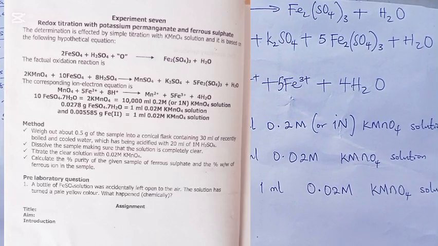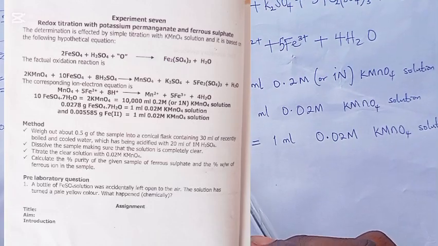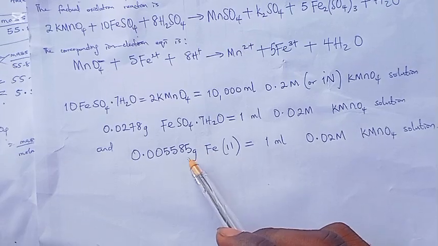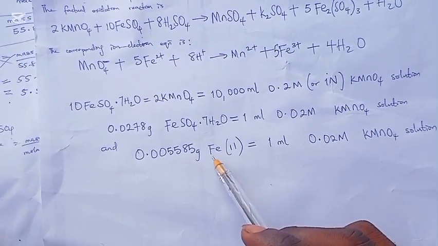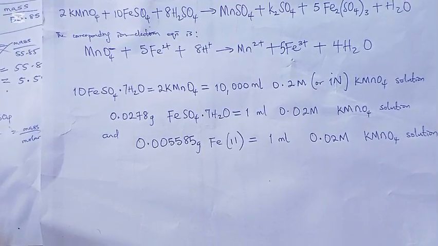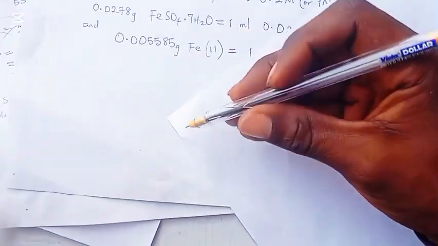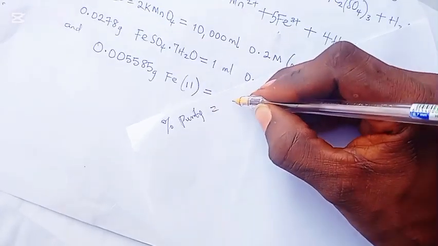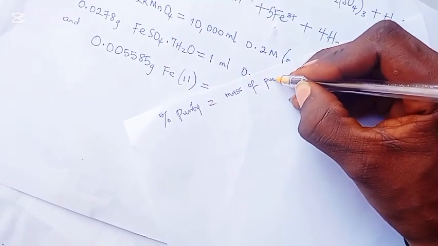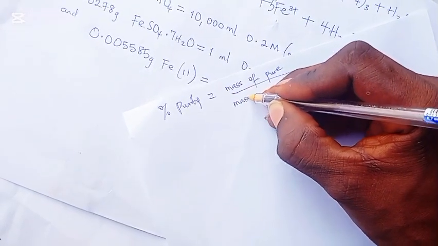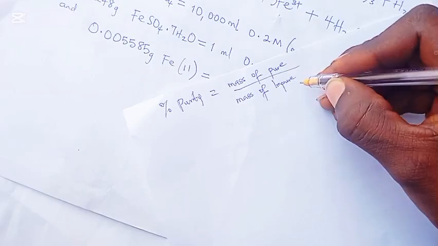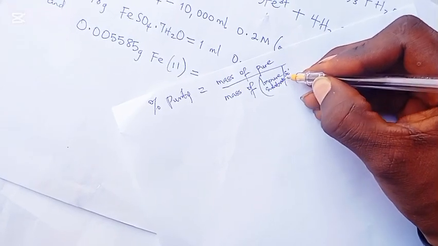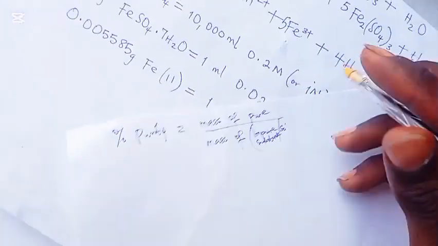So they already gave you gram of solution. Solution simply means impure, because when you have a mixture, it means impure. Then this one means pure solute. So to get my answer, I will simply say, if I want to find percentage purity, percentage purity is equal to mass of pure substance all over mass of impure, or you say solution, mass of solution. Once you have a mixture, it's impure, but when the thing is on its own, it's pure.